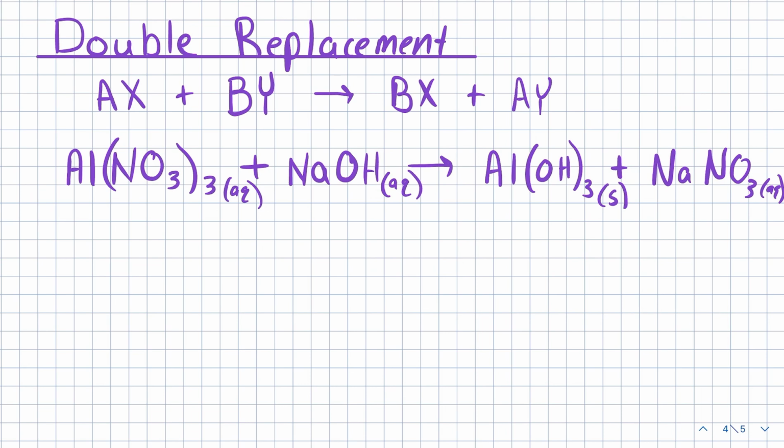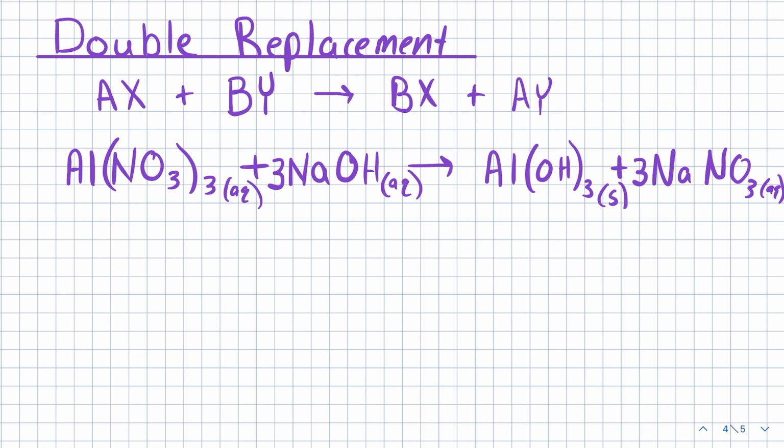And so now that we have this, we need to balance. I have 3 hydroxide on my product side, so I need 3 hydroxide on my reactant side. That changes my sodium, and so now I need to put a 3 in front of my sodium. Now I have 3 sodium, I also have 3 nitrate, and looking at my reactant side, I have 3 nitrate, and my aluminums, I have 1 aluminum on each side, so I'm balanced.